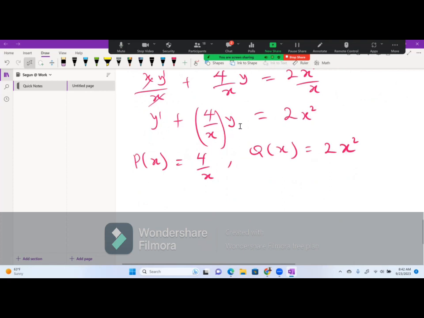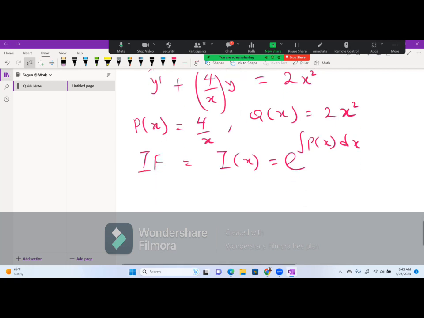Yes, sir. Okay, let's continue. Then let's look at the integrating factor. It will be I of x equals exponential integral of P of x dx. I know integration will be the problem for many of us here, but don't worry. When we solve one or two questions, you will understand better.